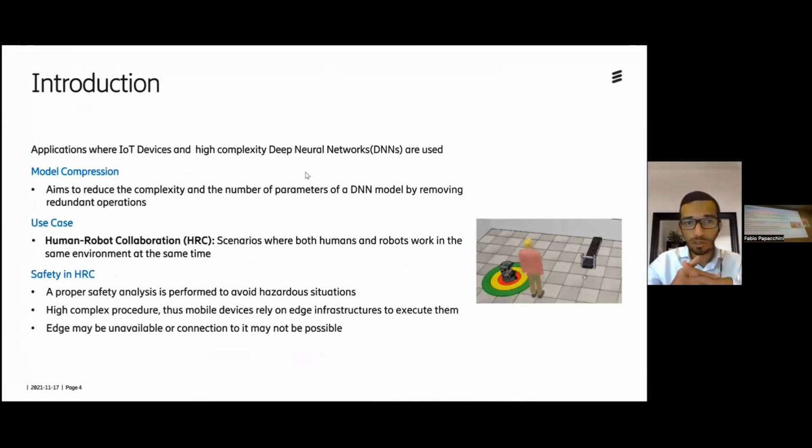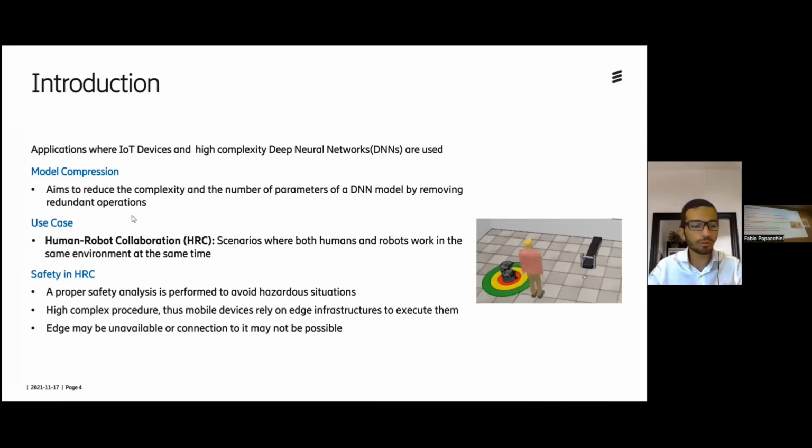So our work focuses on applications where IoT devices are employed in scenarios where highly complex deep neural networks are used. And in such applications, there are some constraints due to the limitations of the computing and energy resources of these IoT devices. So here comes into play model compression. And model compression, in one sentence, aims to reduce the complexity and the number of parameters of such deep neural network models by removing redundant operations.